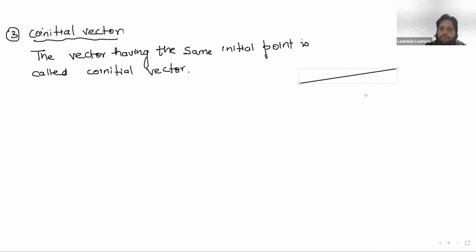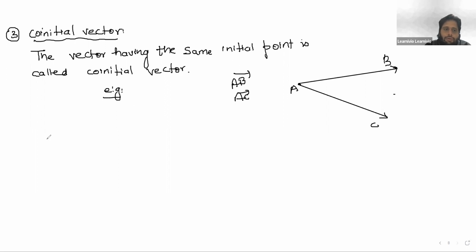if we have a vector like this, let this be A, let this be B, let this be C. So we have here two vectors, AB and AC. If you see here, the initial point of both the vectors is the same, that is A. So that's why these are called co-initial vectors. So what's a co-initial vector? The vectors having the same initial point. Now the fourth one. Fourth is collinear vector.